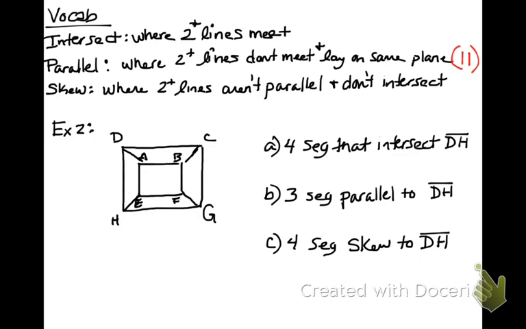Then you have what's called skew. That means 2 or more lines that aren't parallel. They cannot be parallel, and they do not intersect. And we'll go over that on example 2. It's a 3D box, sweetie. You don't have to have them where they touch.